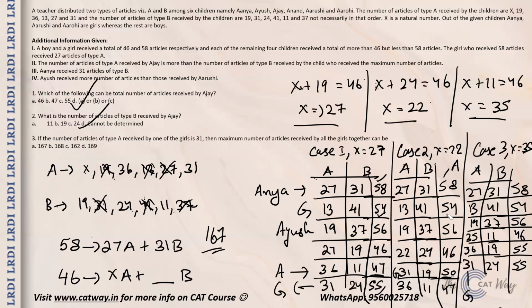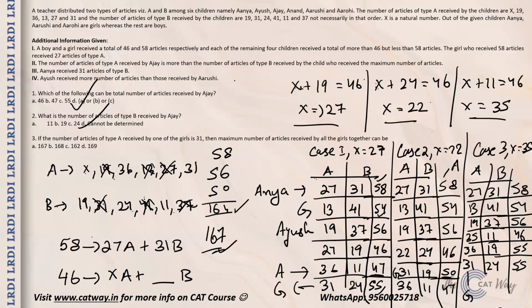So here, what are the number of articles? We have 58, we have a 56, and we have a 50. So the total number of articles in this case comes out to be 164. So in the first case we had 167, in the second we have 164. Now coming to the third case.